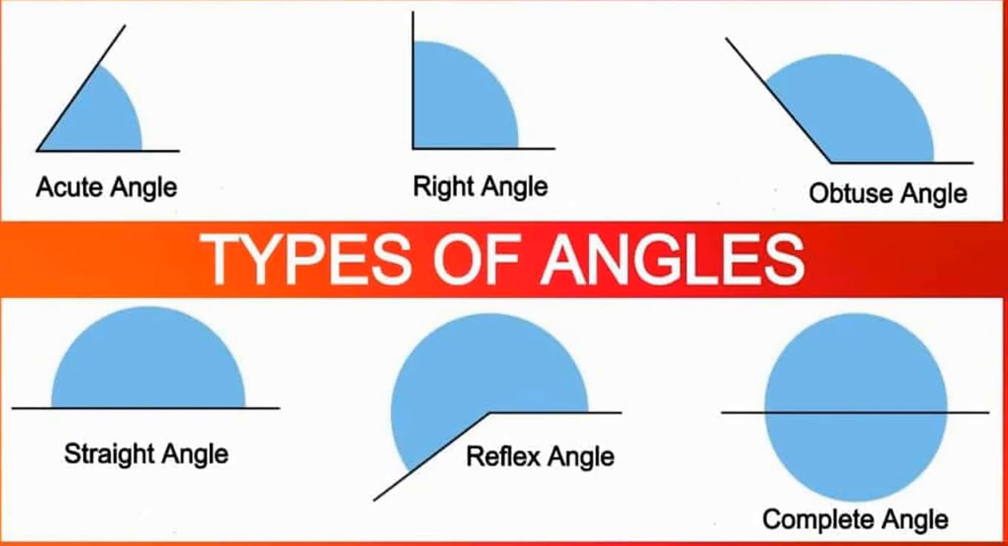An angle is a geometrical shape. Already we discussed what an angle is. An angle is a geometrical shape formed by joining two rays at their end point. An angle is usually measured in degrees. Based on their measurements, the angle names are acute, right, obtuse, straight, reflex, and complete angle.